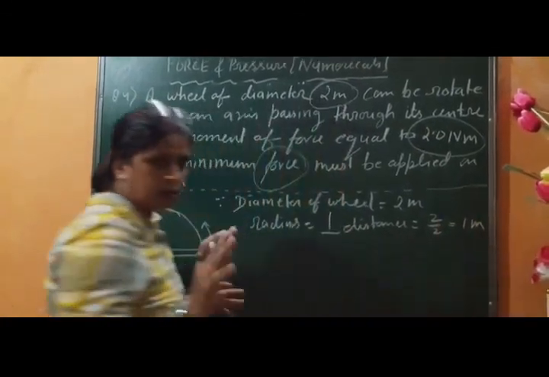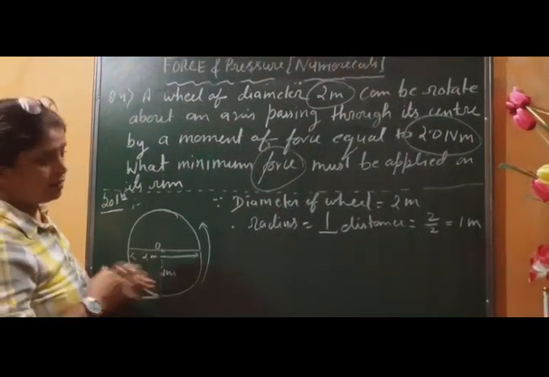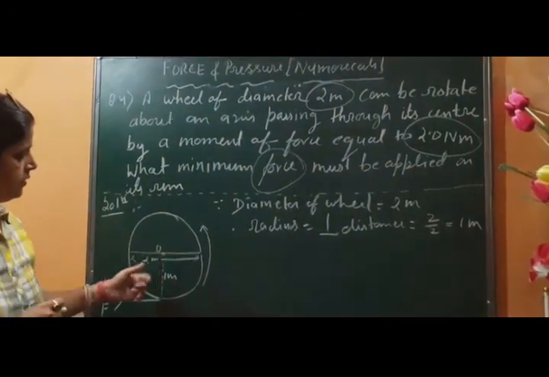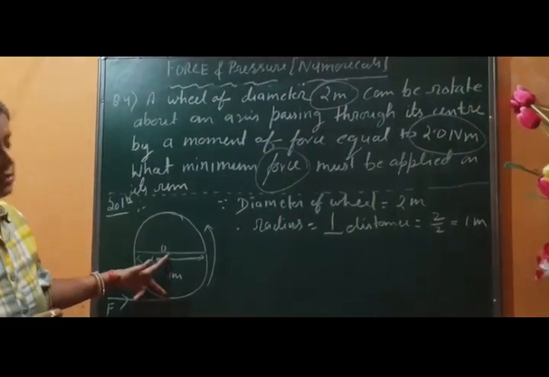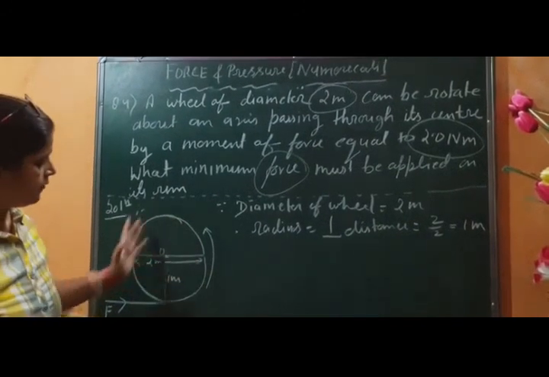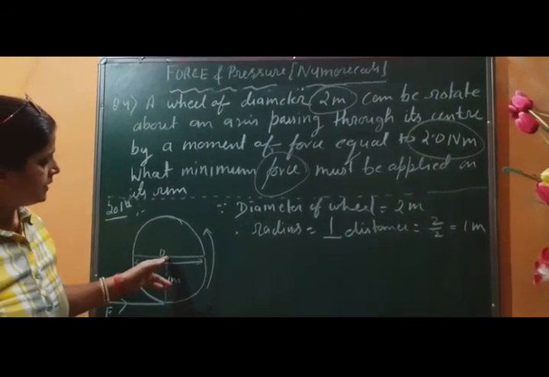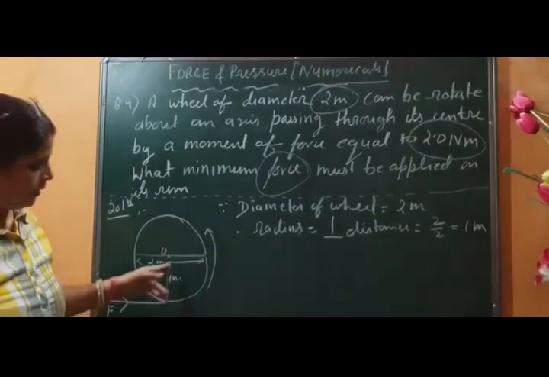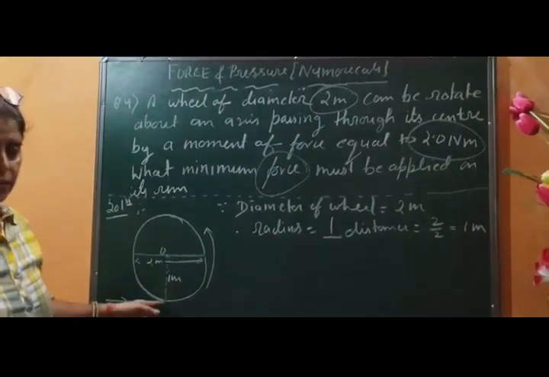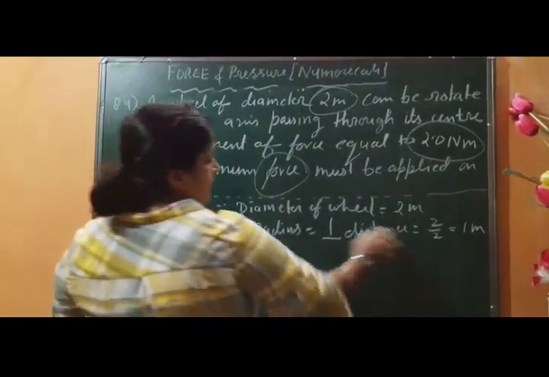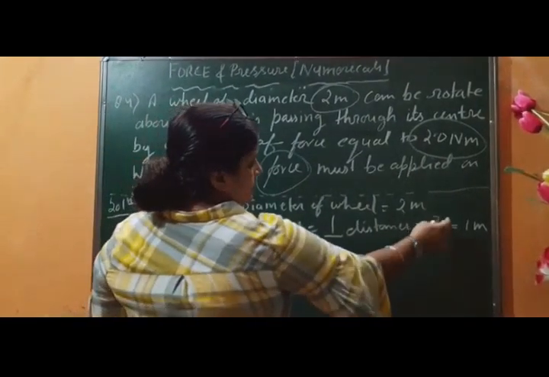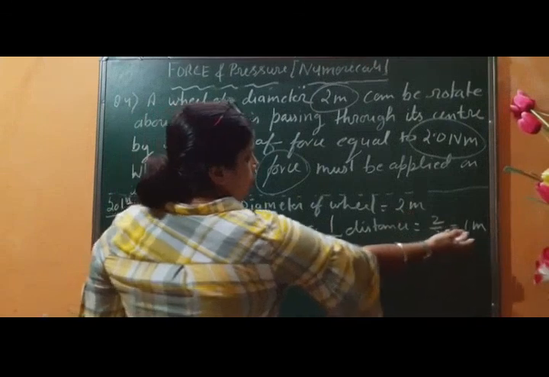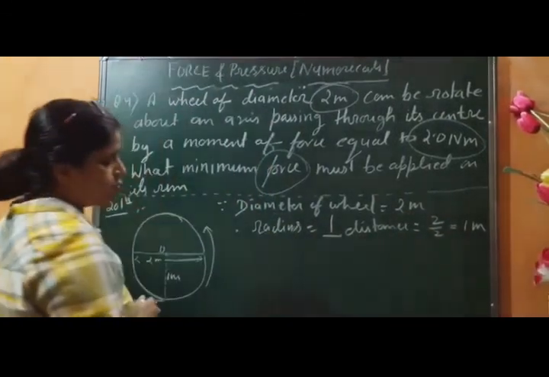I hope it is clear what we have done here. Diameter is given, so we have written that perpendicular distance will be 1 meter, because if it is a wheel, then the force will be applied at the rim. This is the distance between the force applied. Perpendicular distance is this, that is the radius. That's why we have written that radius is equal to perpendicular distance. So we divided diameter by 2 to get the length of the radius, that is 1 meter.